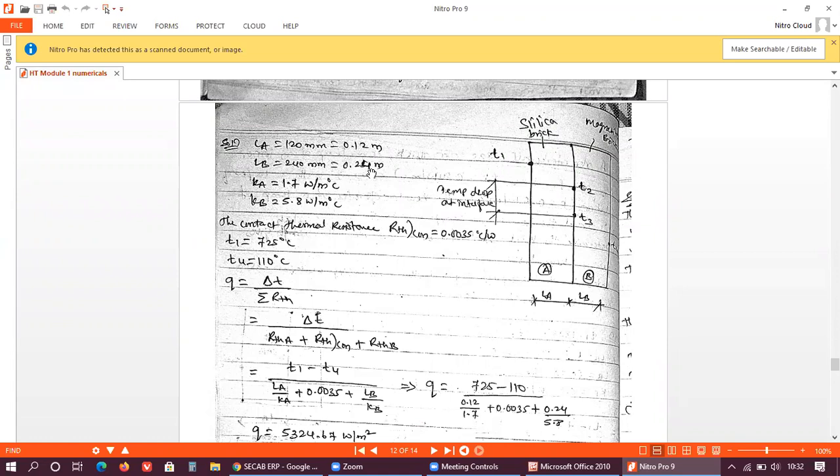So convert it in terms of meters. Okay, then Ka and Kb are also given: Ka is the thermal conductivity of the silica brick, and Kb is the thermal conductivity of the magnesite brick. Their values are given, 1.7 and 5.8 watt per meter degree Celsius. Then thermal contact resistance is given. Thermal contact resistance at the interface is given by the value 0.0035.